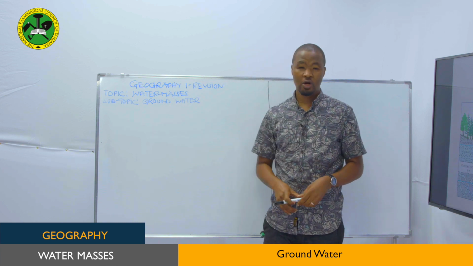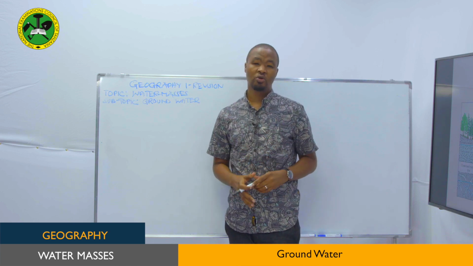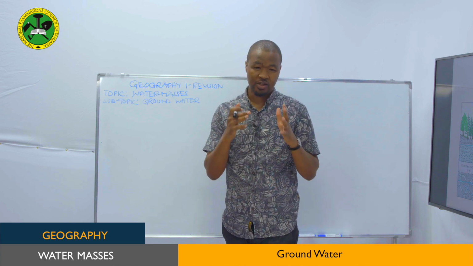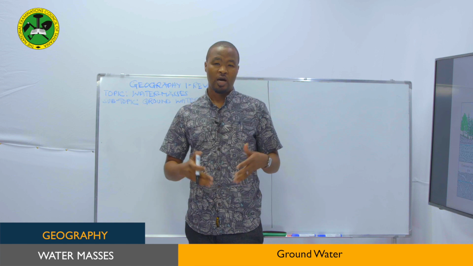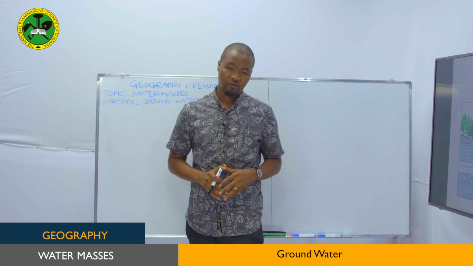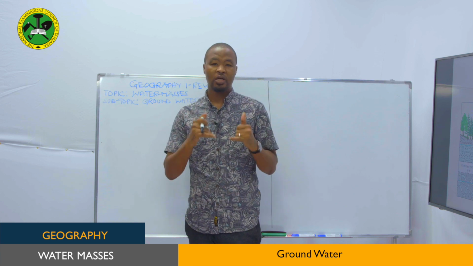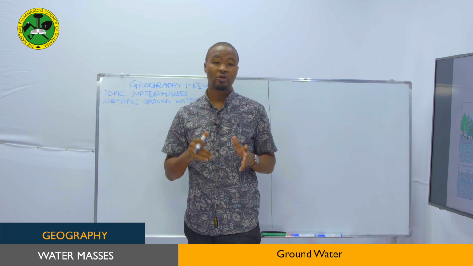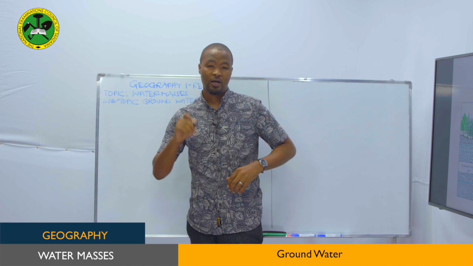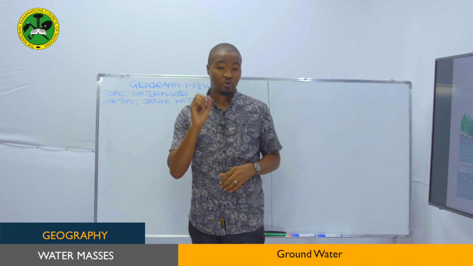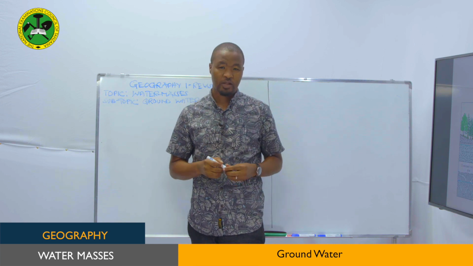So what is groundwater, by the way? Groundwater refers to the amount of water that has saturated the rock underground. We refer to the amount of water that is found below the earth's surface. Or sometimes we say underground water, or groundwater, refers to the amount of water found below the water table. Are we together?